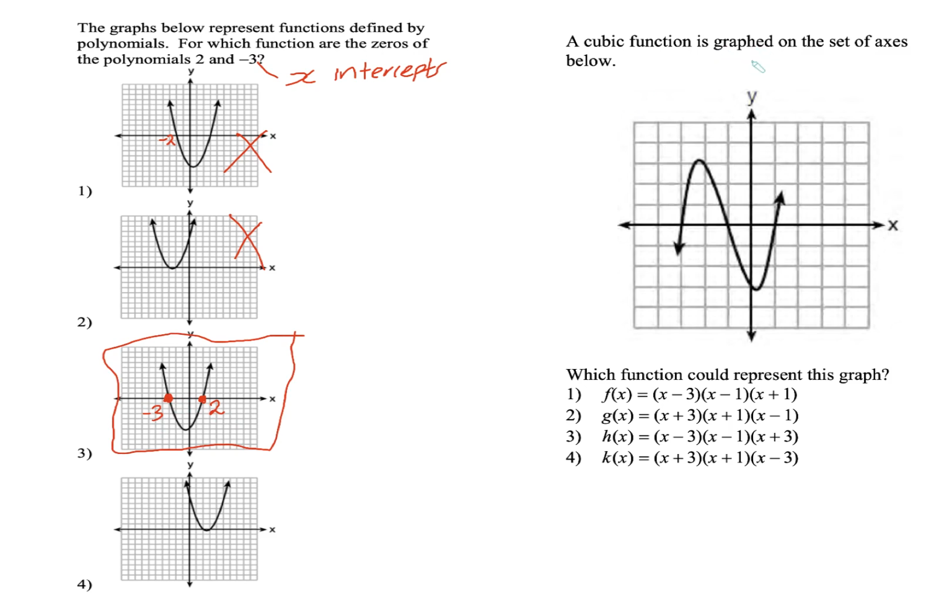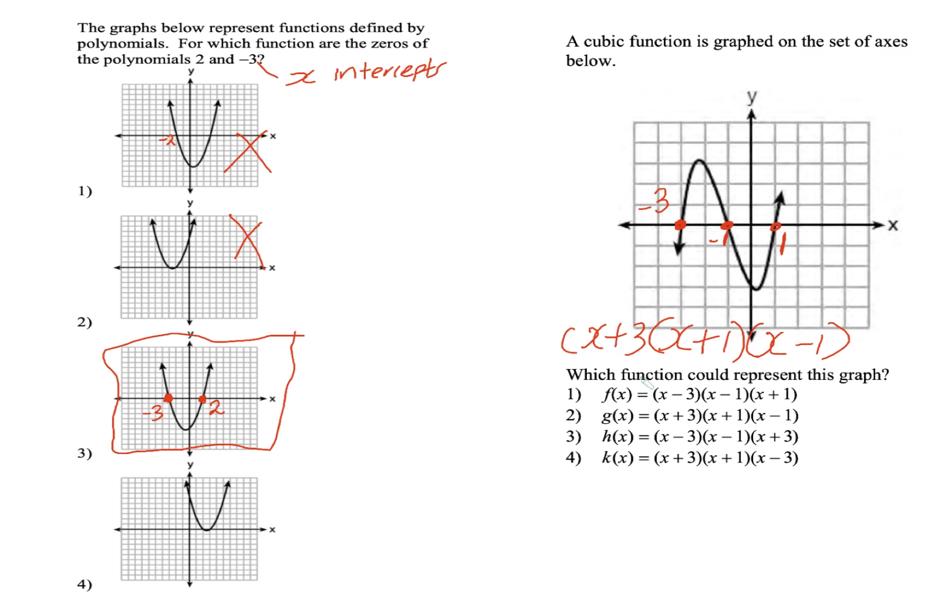A cubic function is graphed on the set of axes below. Which function could represent this graph? Let's find our zeros. 1, 2, 3. We start here, we go to the right, that's a +1. If I go to the left, this is a -1, -2, and this is -3. When we write our factored equation, we're going to have an x plus 3. Since that's a -1, x plus 1. And because that's a +1, the opposite will be x minus 1.